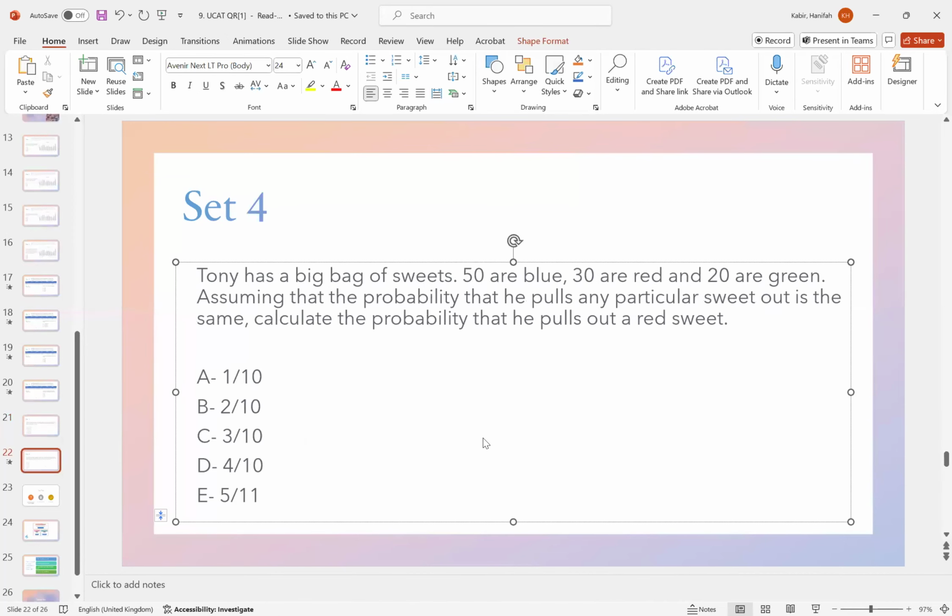Let's have a go at a probability question. I'm going to say, assume the probability that he pulls out any particular sweet is the same. It's basically saying that each sweet is not like a biased bag, if that makes sense.